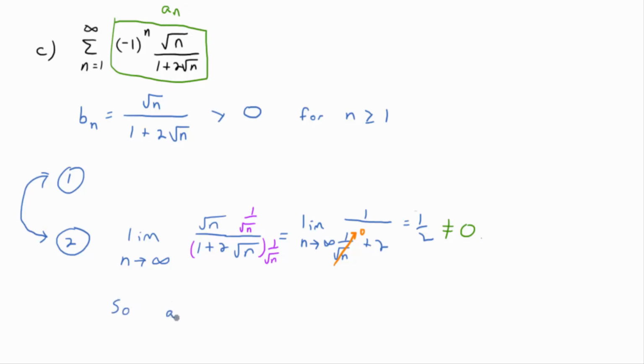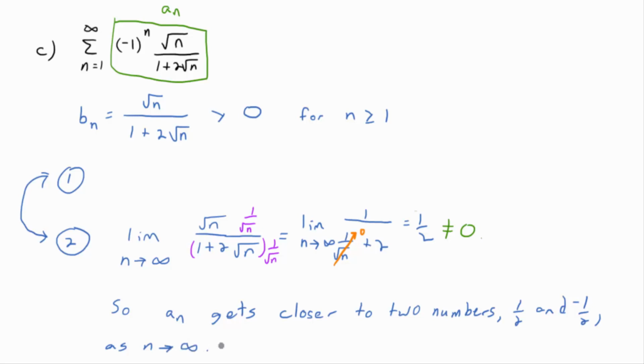So An gets closer to 2 numbers as n gets big. So the 2 numbers are 1/2 and negative 1/2, right? Because it's an alternating series. So An gets closer to 2 numbers, 1/2 and negative 1/2, as n goes to infinity. Thus, An does not converge to 0. I'm going to use the arrow notation with the slash through it.